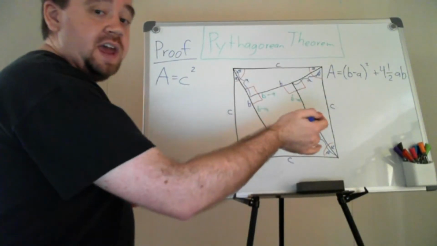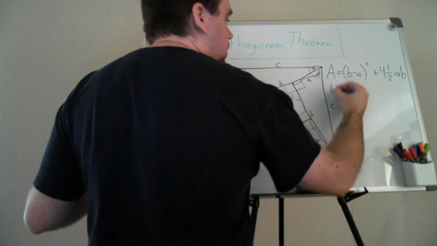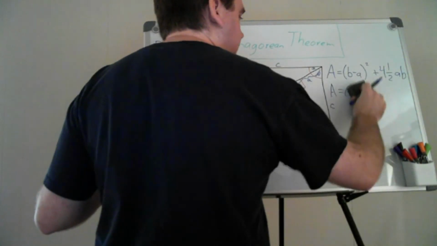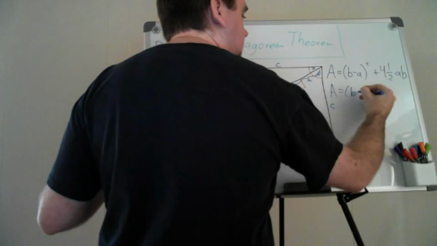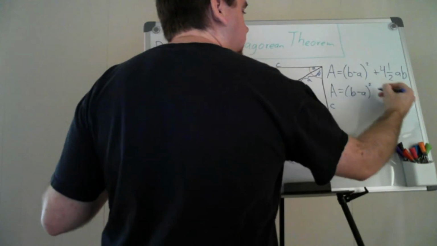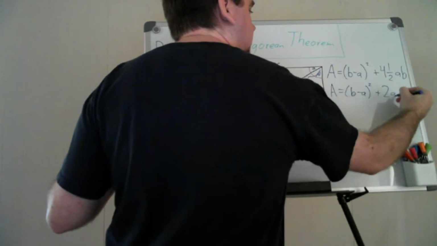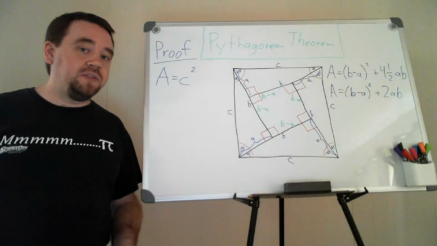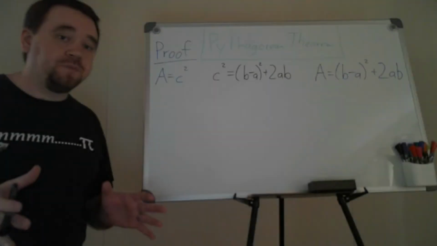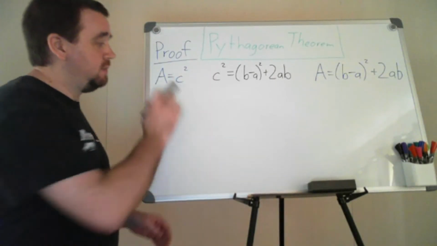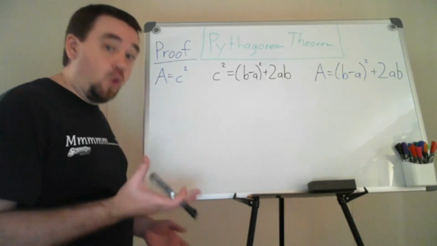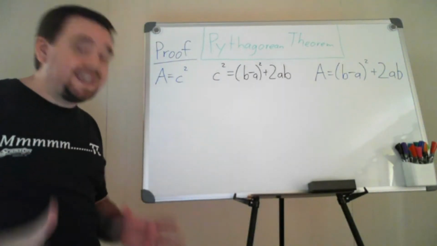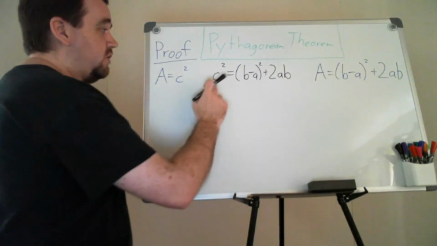And 4 times 1/2, well, that's just half of 4. That's just 2. So what I'm really saying is this second way is really B minus A, the quantity squared, plus 2AB. Finally, we're going to equate the two and see what happens. Okay, so we've got the area of that shape can be calculated either as C squared or as B minus A squared plus 2AB, but that they're the exact same, and so I just set those two things equal to each other.